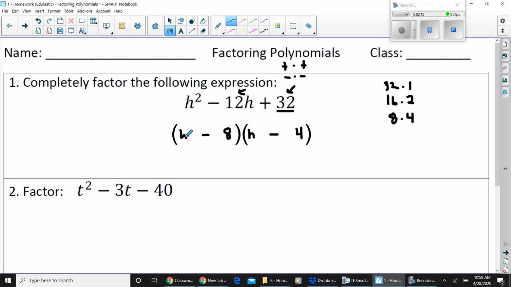And if I do the distributive property, h times h would be h squared. h times negative 4 would be negative 4h, and negative 8 times h would be negative 8h, and negative times negative right here would be a positive 32. In the middle, I would have negative 4h minus 8h, and that would be negative 12h. So these are your answers. If you put both positives, it would be a positive 12h.